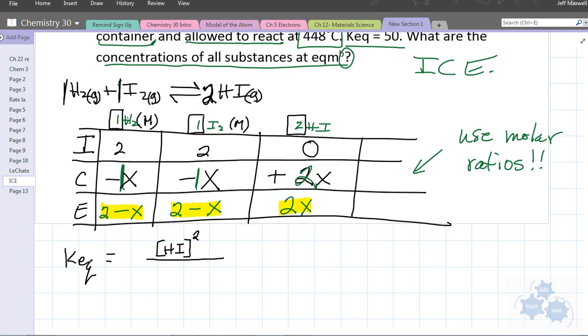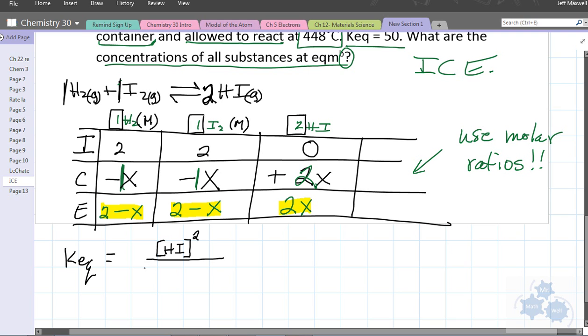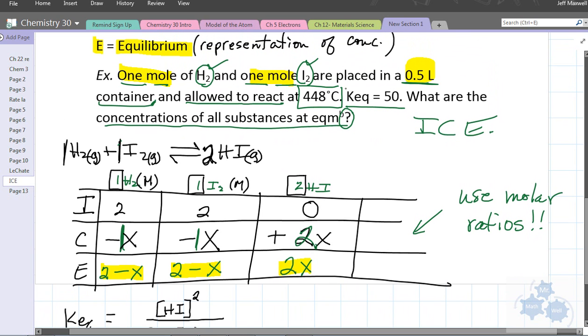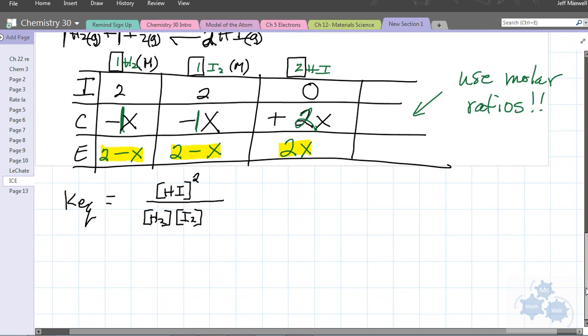And what goes down underneath? Well, the concentration of H2 to the power of just 1, so just leave it like that, times the concentration of I2. Okay? Does everyone see how that is the KEQ expression for that? Okay, remember that? Alright. Now, the KEQ is given in the question. It's 50. Okay, so let's substitute 50 over here for the KEQ.